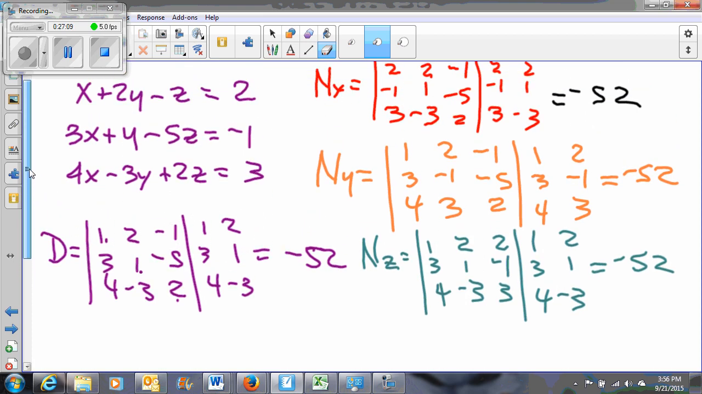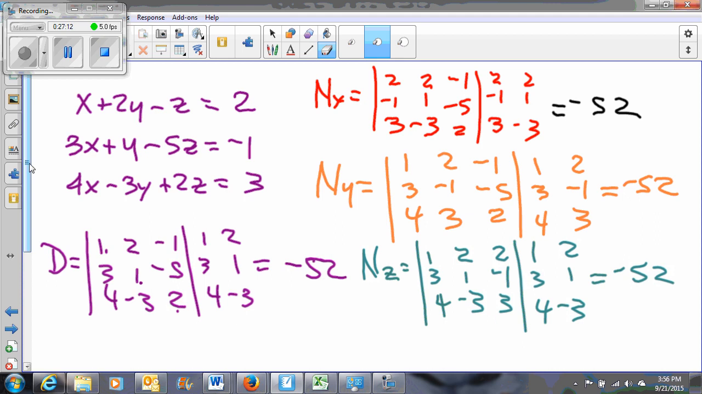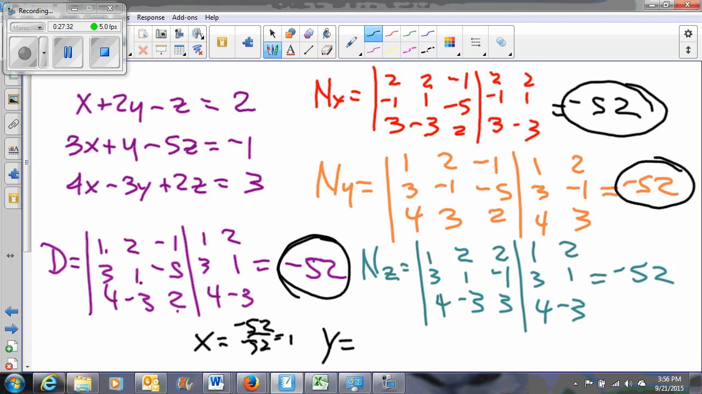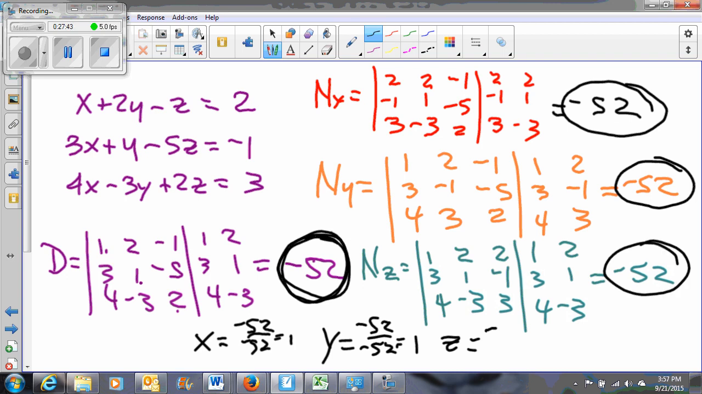Now Cramer's rule says that x is going to be equal to n sub x over big D, that's negative 52 over negative 52, or 1. Y is going to be n sub y over D, negative 52 over negative 52, which is again 1. And z is going to be n sub z over D, which once again is negative 52 over negative 52, or 1. So how did this go?